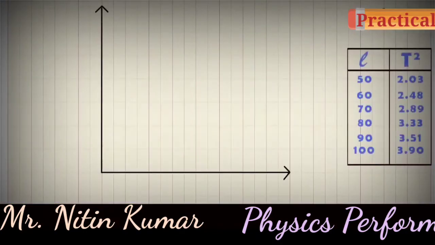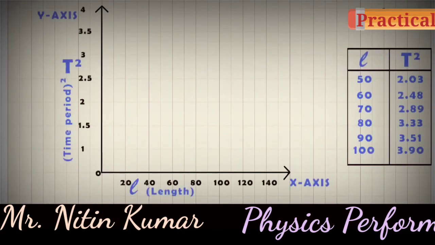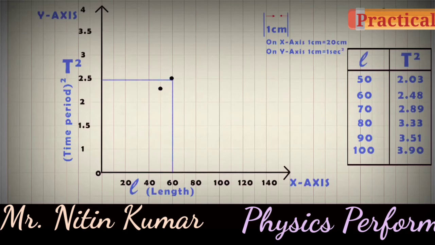L-T square graph. Now, we plot a graph of L versus T square by considering L on the x-axis and T square on the y-axis. Scale on the x-axis is 1 centimeter is equal to 20 centimeters. Scale on the y-axis is 1 centimeter is equal to 1 second square. The graph comes out to be a straight line.